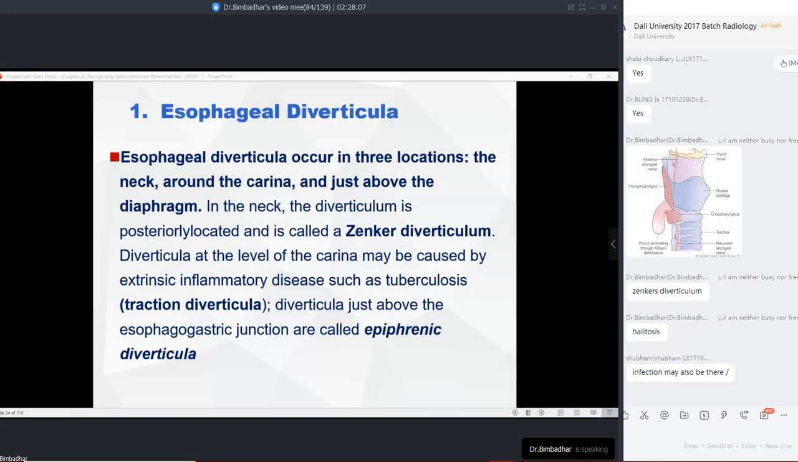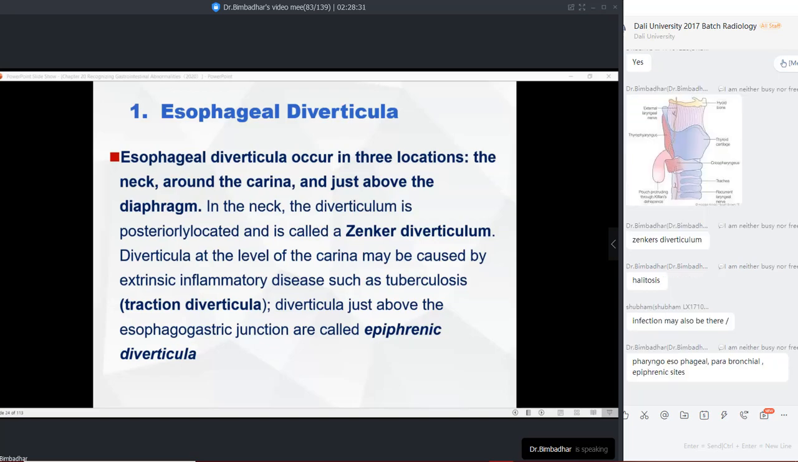The locations most commonly are pharyngoesophageal, then parabronchial, which is happening because of tuberculosis, or epiphrenic. Okay, these are the three common sites where the diverticula can happen. But it doesn't matter which place the diverticula happened. Only if it is happening at the level of the Killian's dehiscence, it is called a Zenker's diverticulum. That is the one you have to remember here.